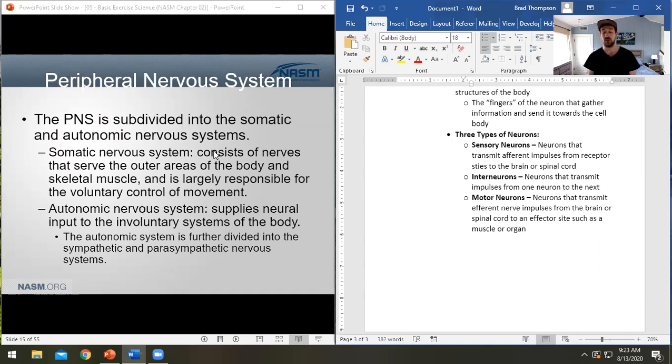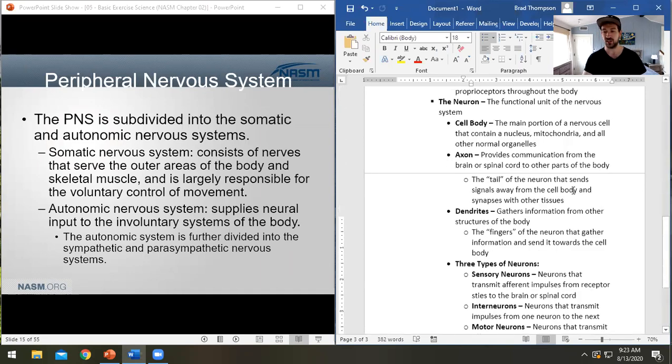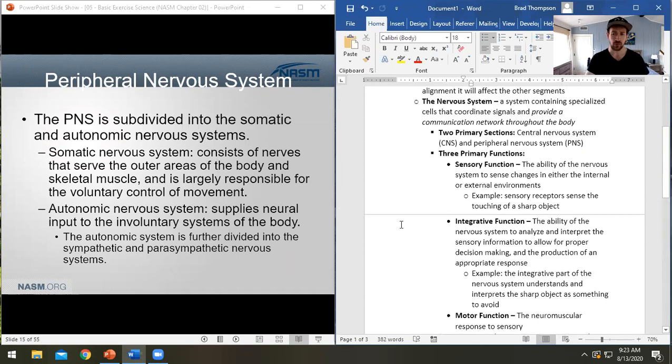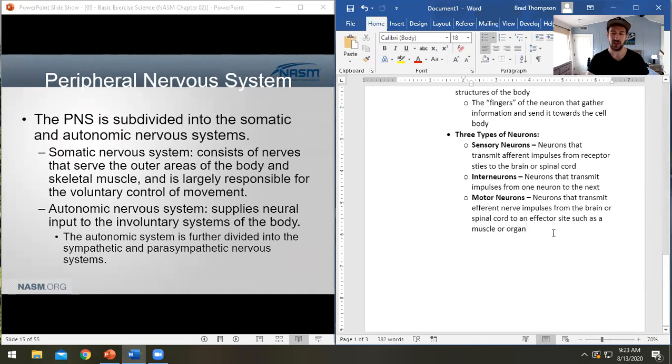So your peripheral nervous system is going to be divided, just like we talked about a couple of days back, into a couple different sections here. So if we're looking at the divisions of the nervous system, it's going to be your central nervous system, and then you have your peripheral nervous system.